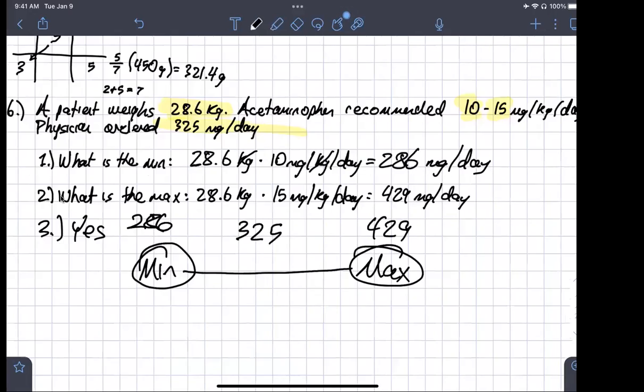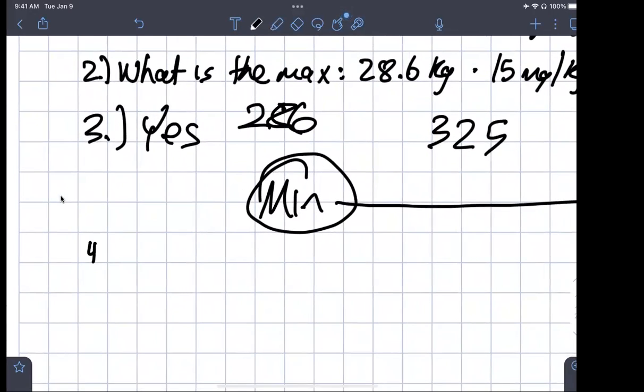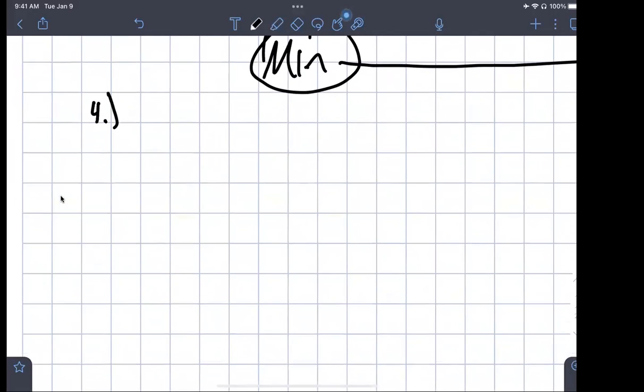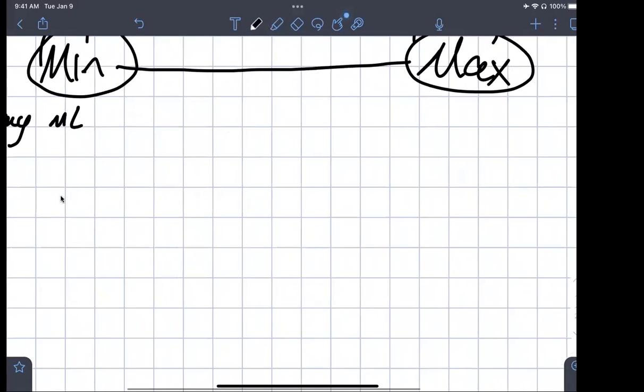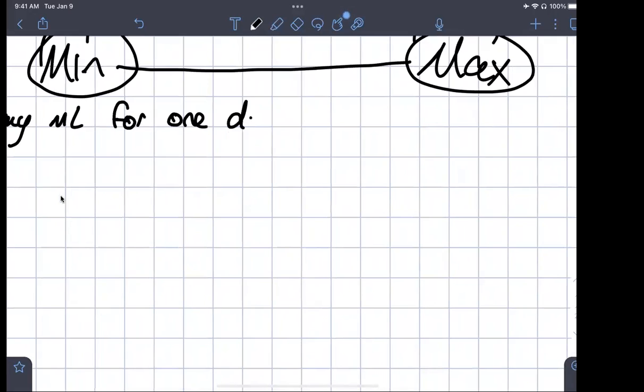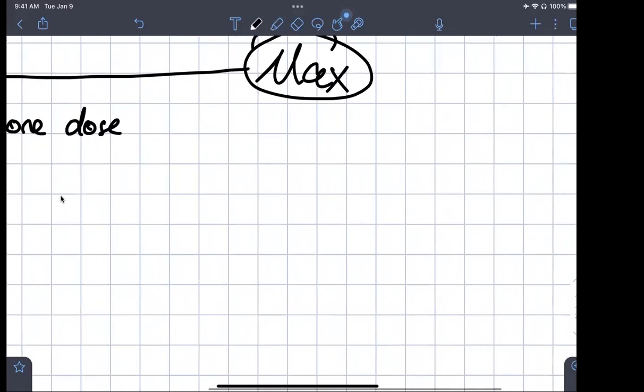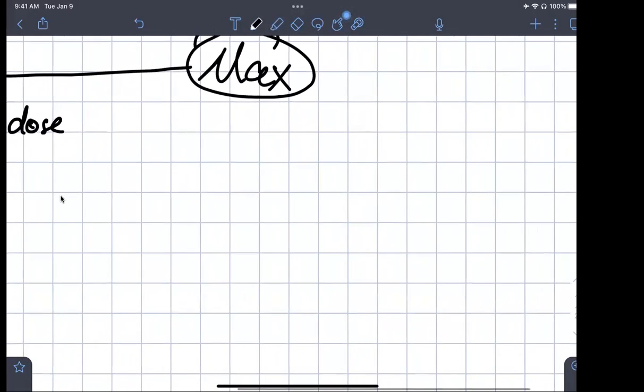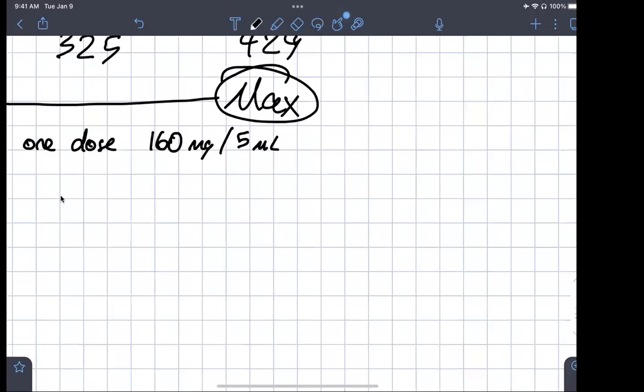The last question. This is based off of knowledge of proportions. How many mil for one dose as the physician writes? So for those, you will assume that the physician has clarified that they want it, and you will say 160 milligrams per 5 milliliters.